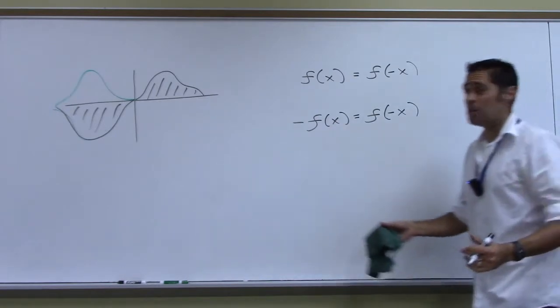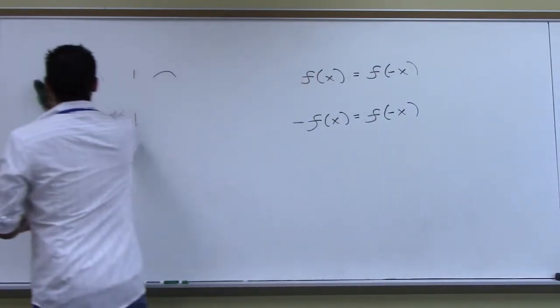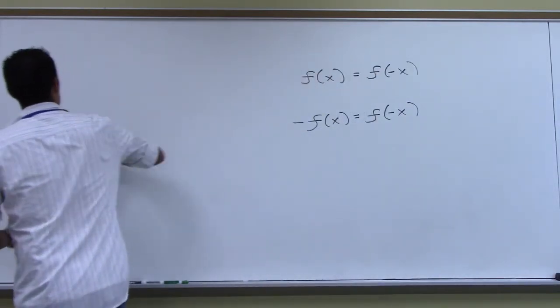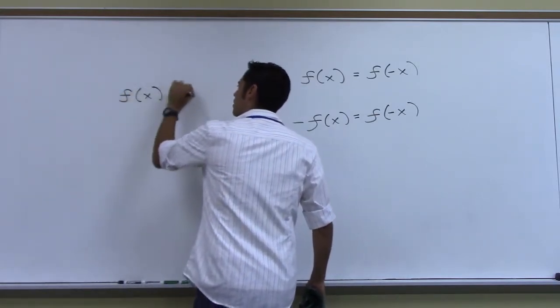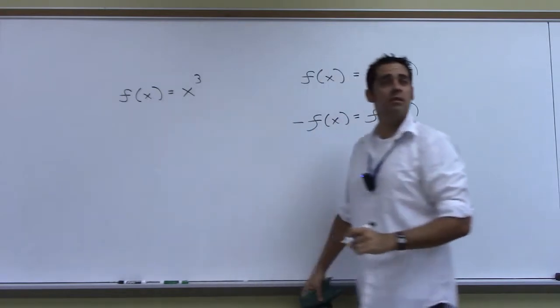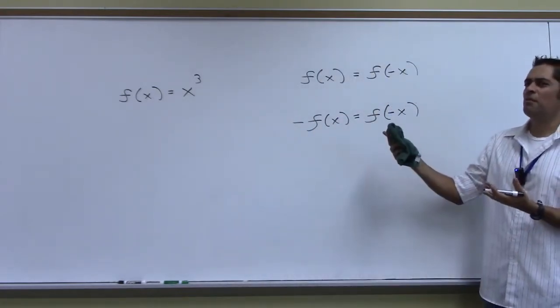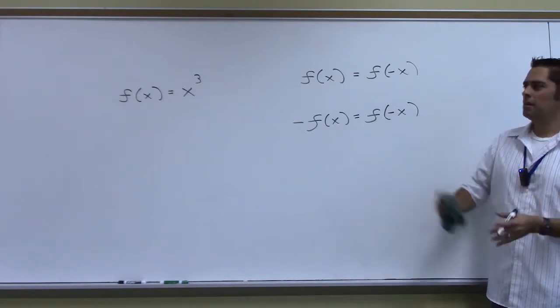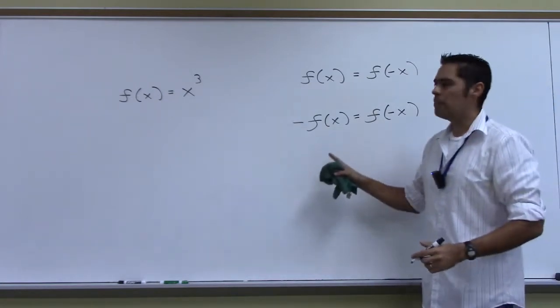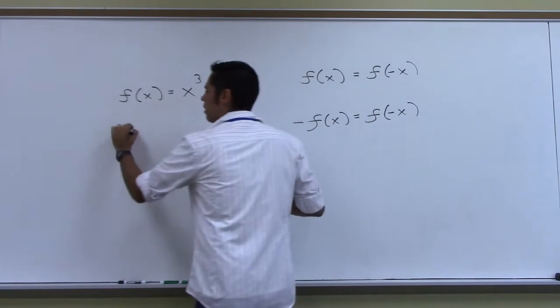Can somebody give me an example of an odd function? Sine is an odd function. Not quite as easy to check, though. Right? How about this? x cubed. Does it make sense that that would be an odd function? What's the power on it? It's odd, right? So let's see what happens if I plug a negative number into this.